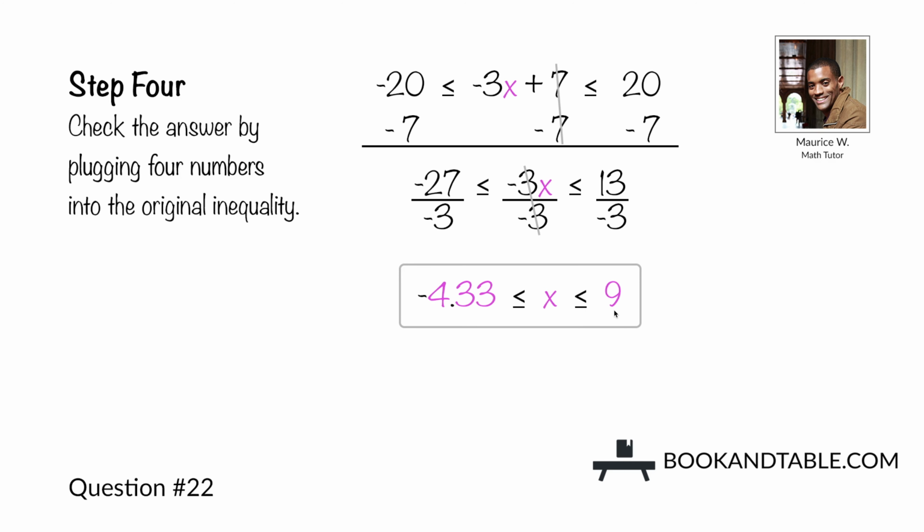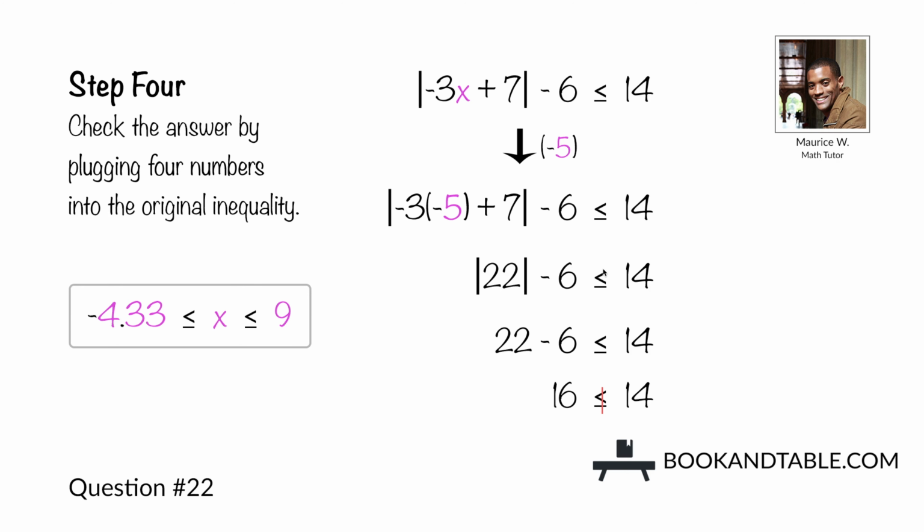And now step 4, check the answer by plugging 4 numbers into the original inequality. So we want to plug in 2 numbers from this end. We'll plug in negative 5 since that's smaller than negative 4.33, so it should not work. We'll then plug in negative 4.33.